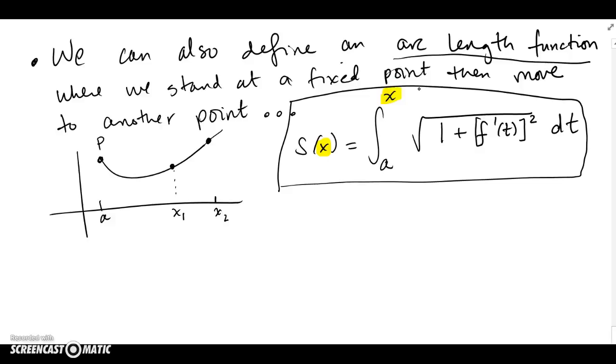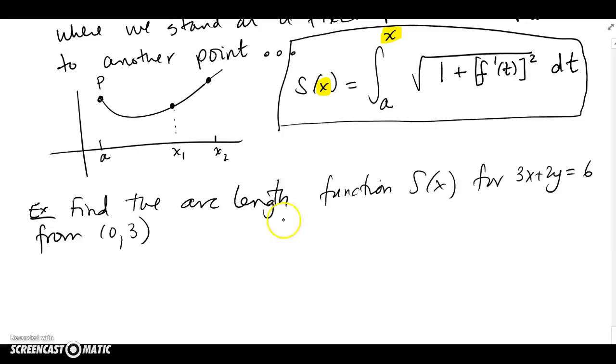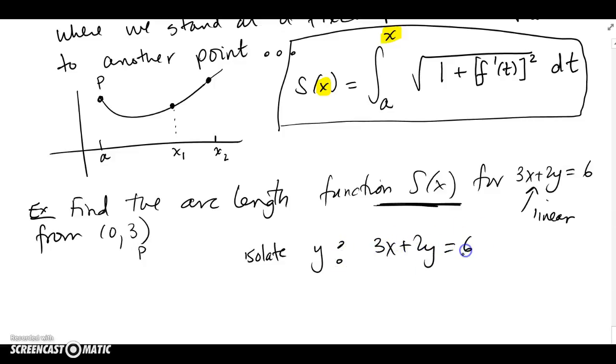And let's go look at an example. So it says to find the arc length function for this curve, from the starting point P. So whatever this thing looks like, which we should be familiar with, it's a simple function. This is actually a linear function. And so we're going to go ahead and maybe just isolate y. We could isolate y or x. It doesn't matter. I just want to isolate y and set up a dx problem.